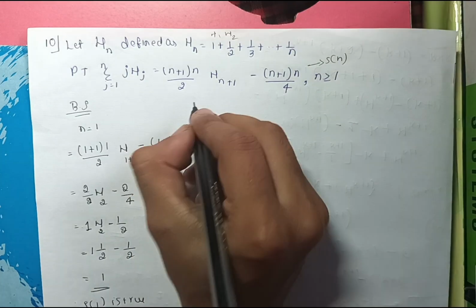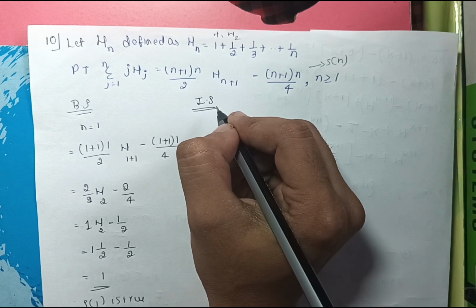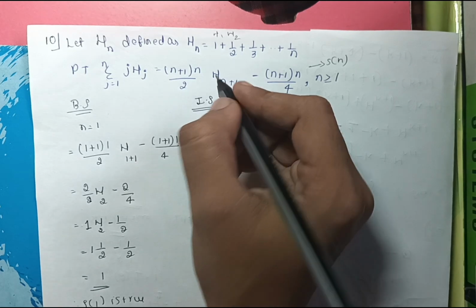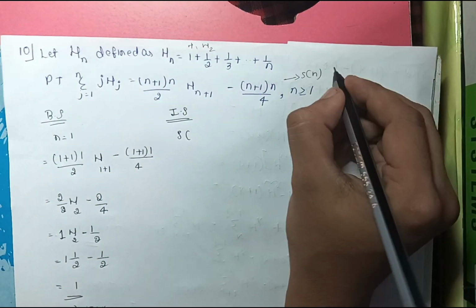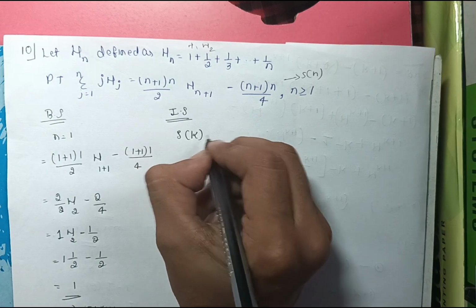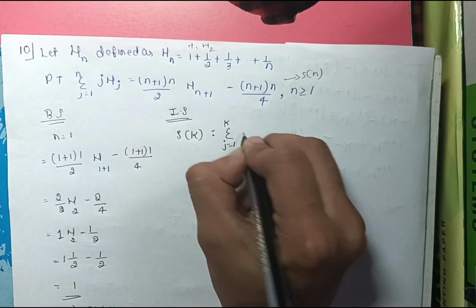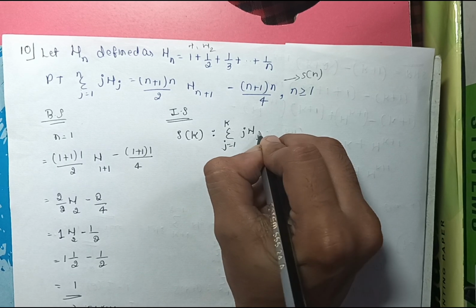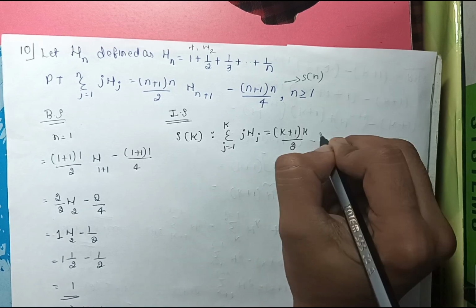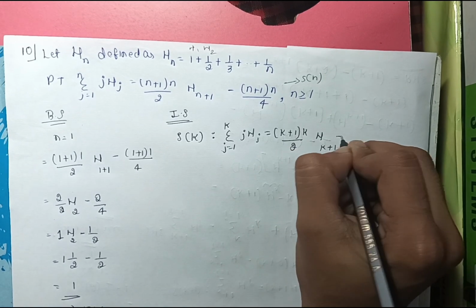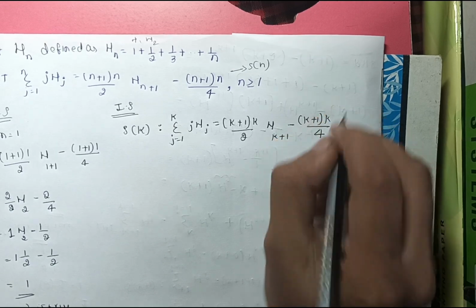The next step is the induction step. In this step, what do we have to do? We have to prove s of k plus 1 is also true. Let's take s of n is true for some k greater than or equal to 1. And s of k becomes summation j equal to 1 to k of j h j equals, wherever n is replaced by k, k by 2 h of k plus 1 minus k plus 1 k by 4.